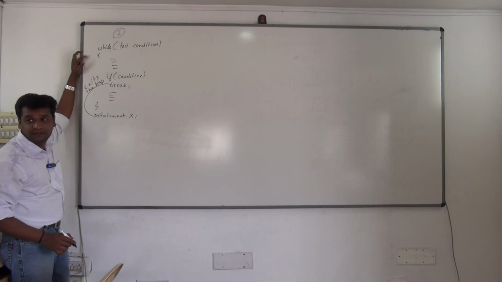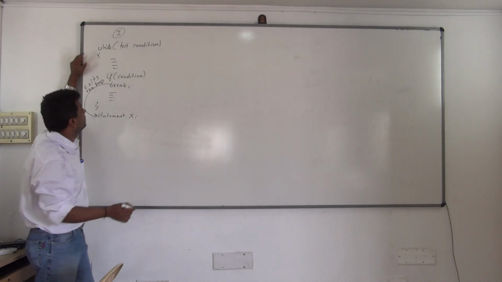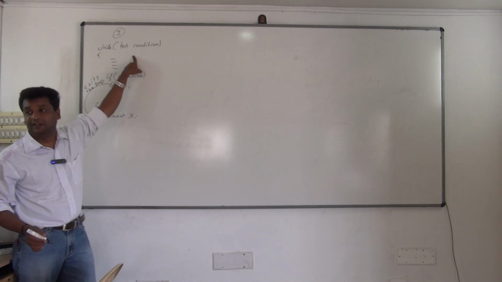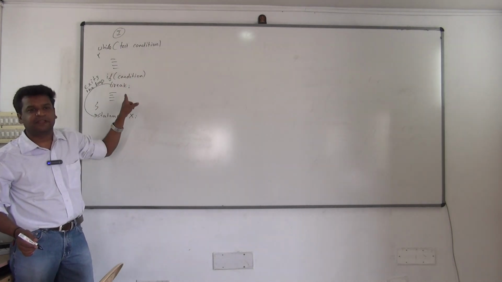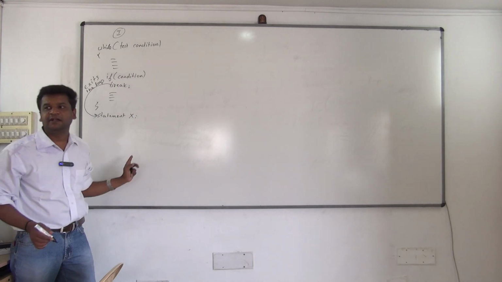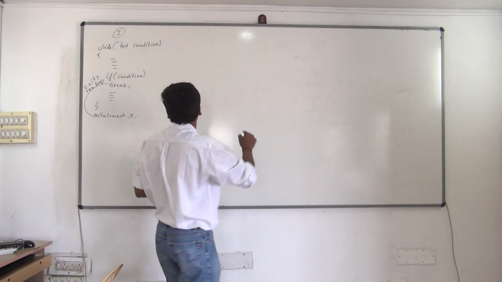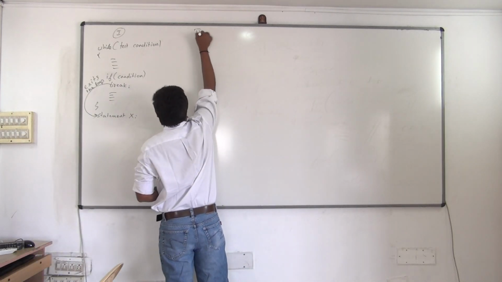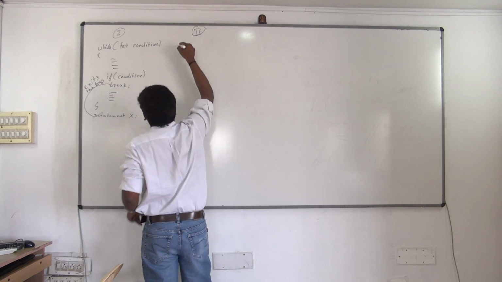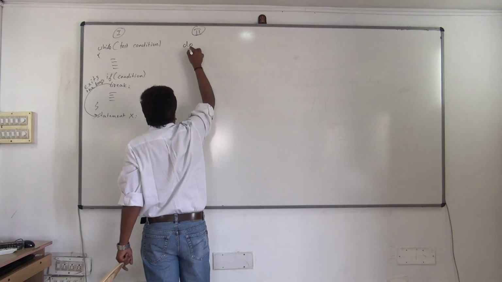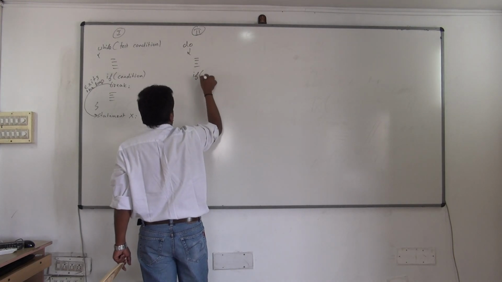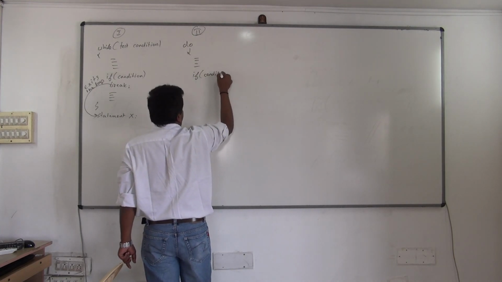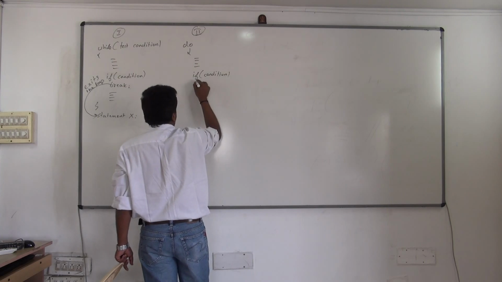I will take another scenario. Are you comfortable with this? In this scenario, it's not waiting for the test condition to fail. As soon as the break statement is encountered, immediately it will exit the loop. Other case now, second case. I'll see do while. Do, if condition.